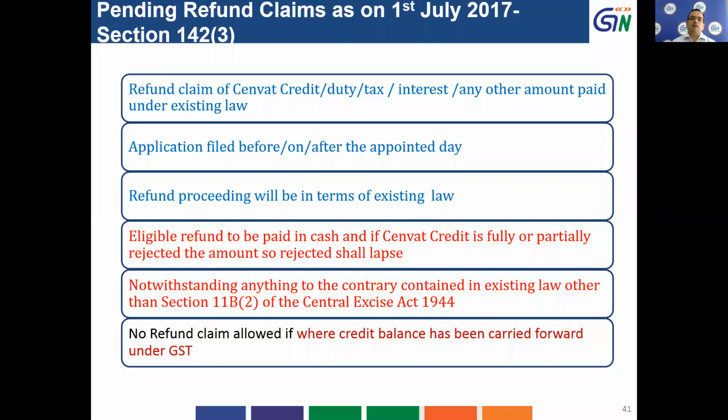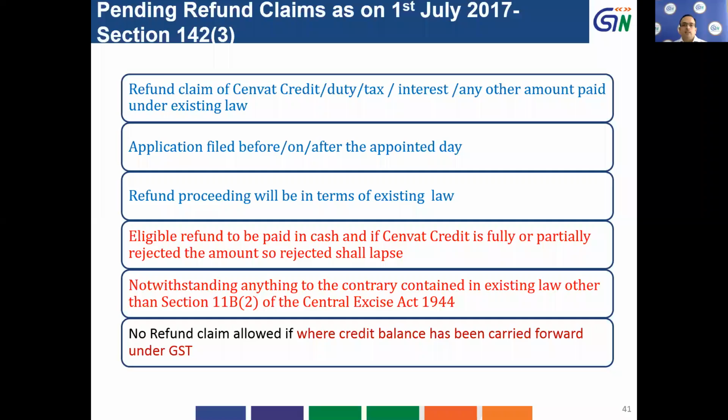What happens to a refund claim as on 1st of July 2017? If there is any refund claim of Cenvat credit, duty, tax or interest under the existing law, and the application is filed before or after the appointed day, then that application will be processed under the existing law. The person will be eligible to be given the refund in cash. If Cenvat credit is fully or partially rejected, the amount so rejected shall lapse. So if refund is allowed, it will be given in cash. If it is rejected, then that amount is going to lapse. That is the thumb rule.